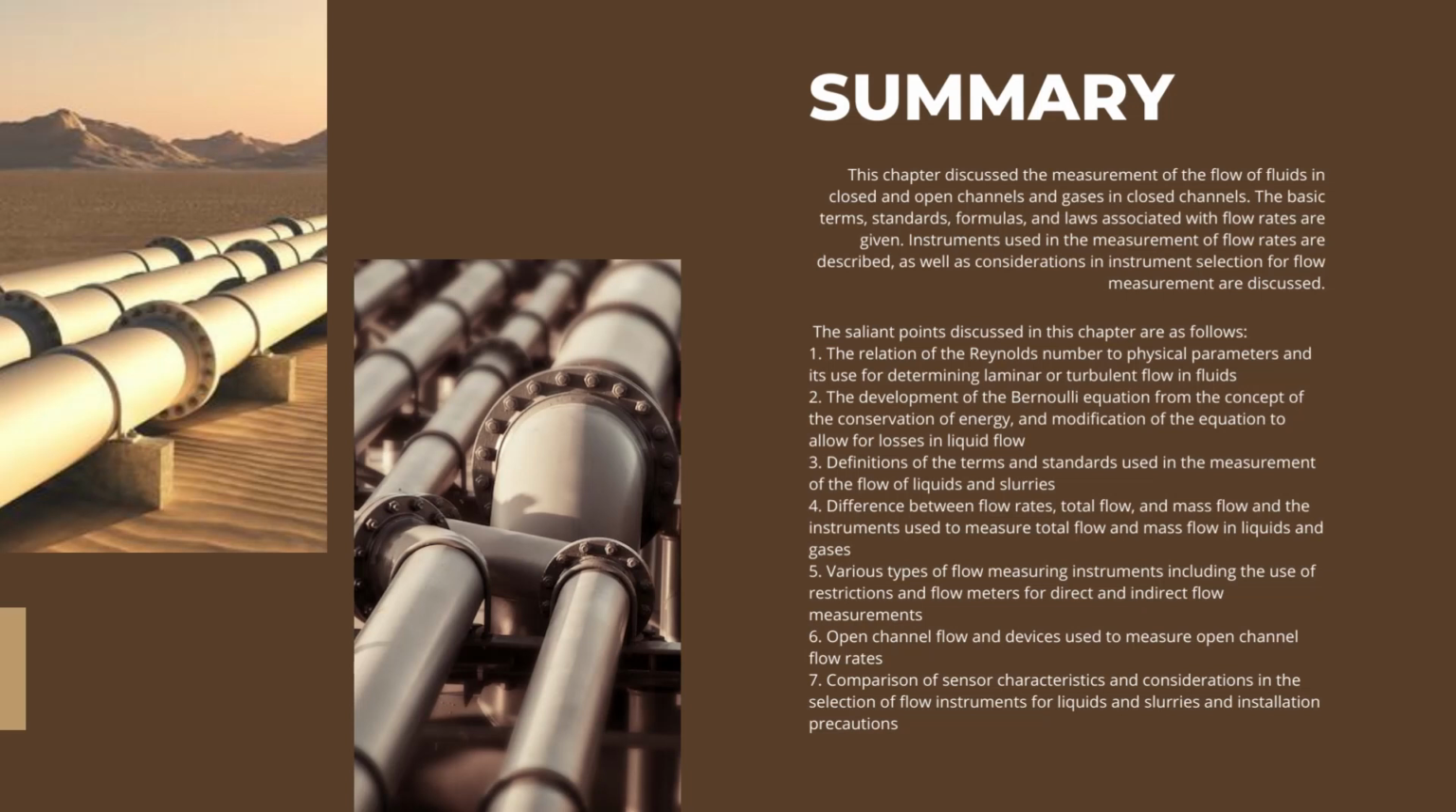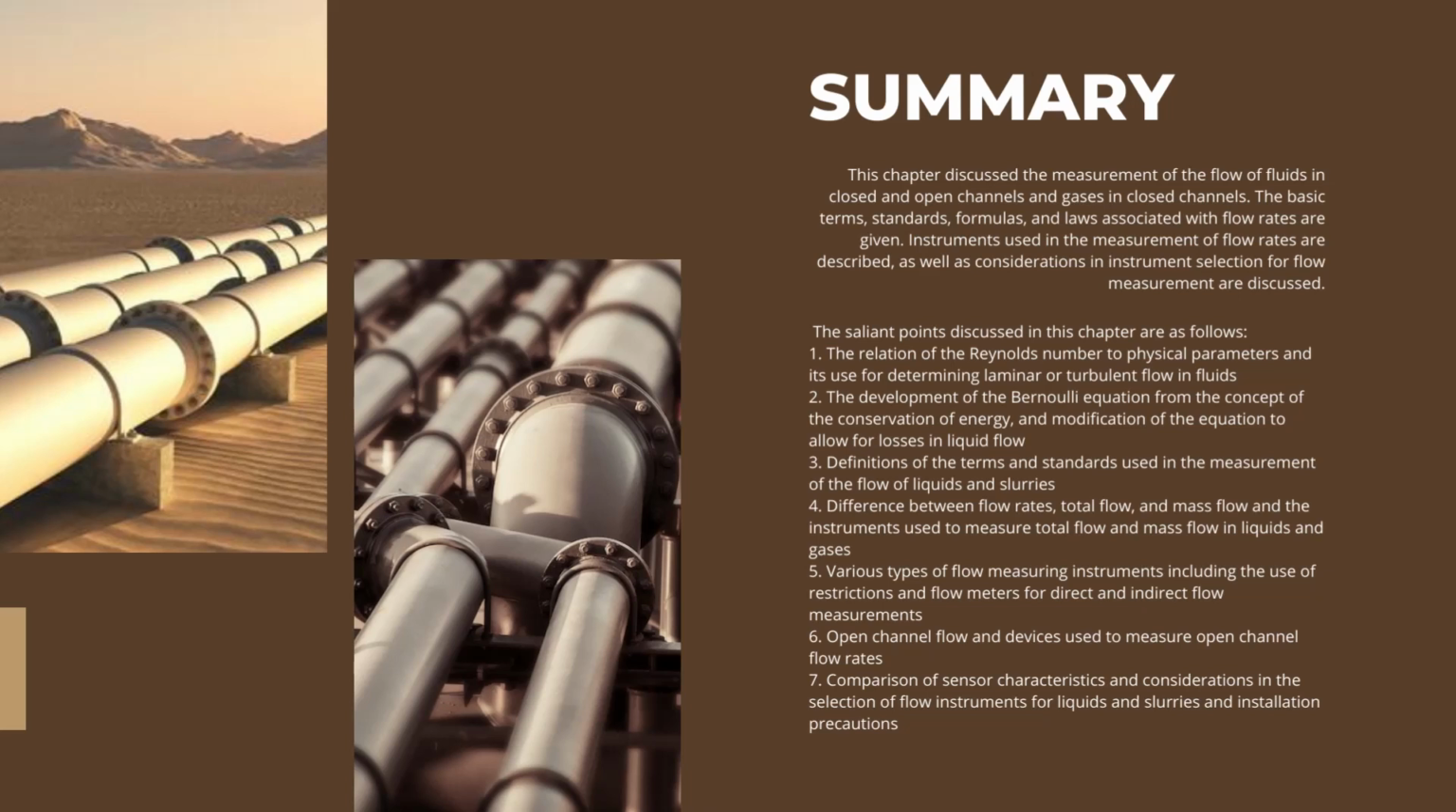The salient points discussed in this chapter are as follows. Number one, a relation of the Reynolds number to physical parameters and its use for determining laminar or turbulent flow in fluids. Two, the development of the Bernoulli equation from the concept of the conservation of energy and modification of the equation to allow for losses in liquid flow. Three, definitions of the terms and standards used in the measurement of the flow of fluids and slurries.